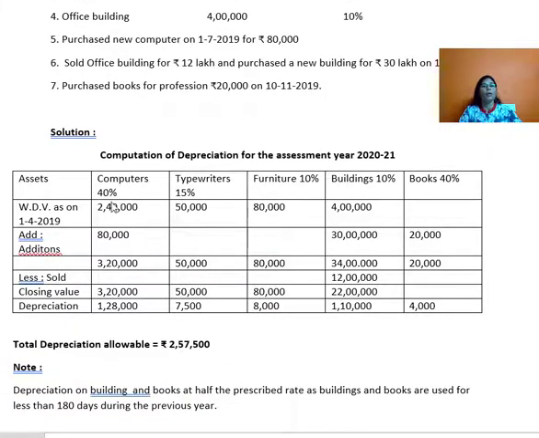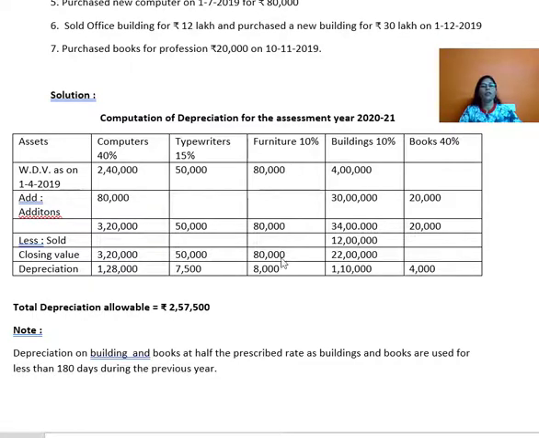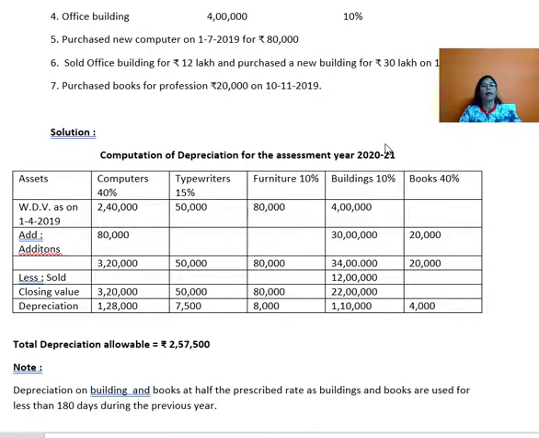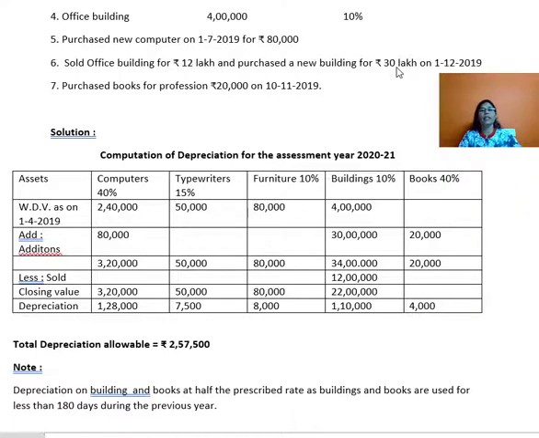So 40% on 3,20,000, it comes to 1,28,000. 15% on typewriter, that is on 50,000, it comes to 7,500. On furniture at the rate of 10% it comes to 8,000, and on buildings, building costing rupees 30 lakh is purchased on 1st December 2019. So the closing value is 22 lakh.